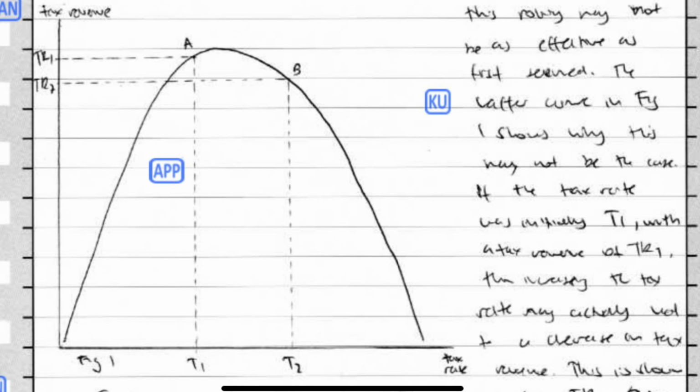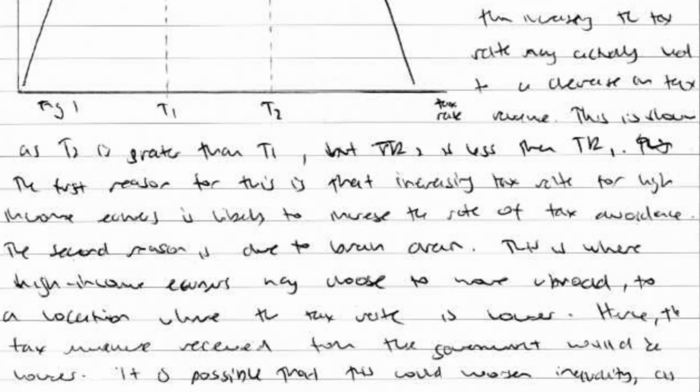However, this policy may not be as effective as it first seemed. The Laffer curve in figure 1 shows why this may not be the case. If the tax rate was initially T1, with a tax revenue of TR1, then increasing the tax rate may actually lead to a decrease in the tax revenue. This is shown as T2 is greater than T1, but TR2 is less than TR1.